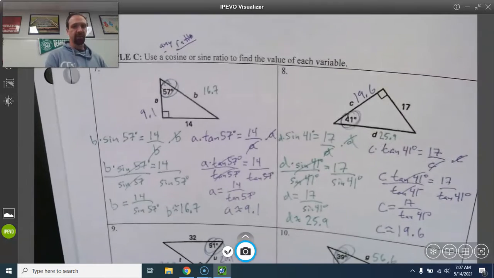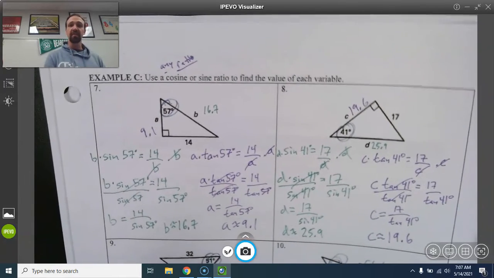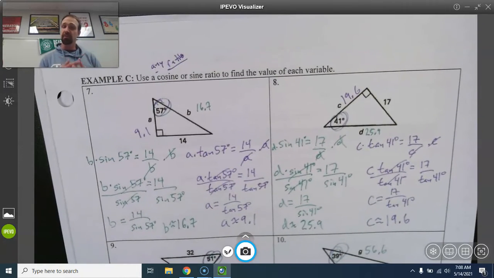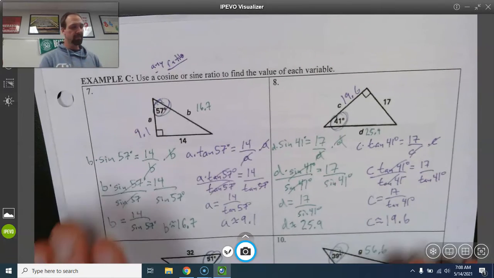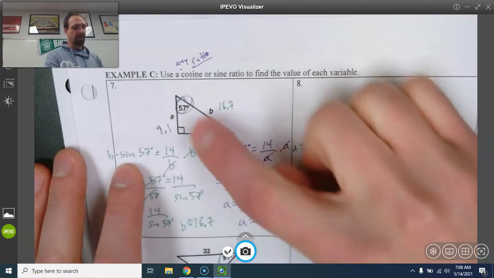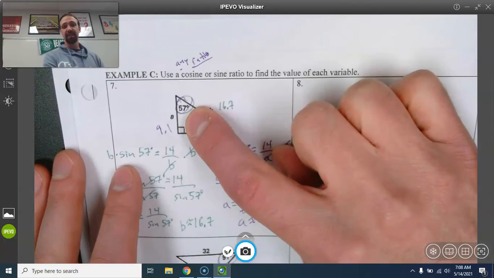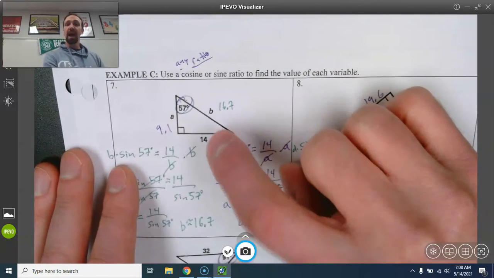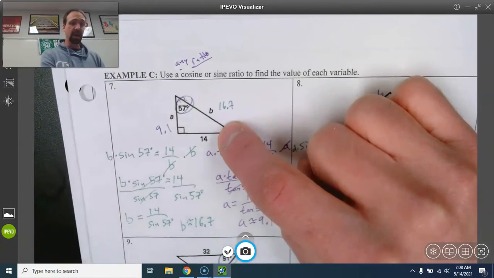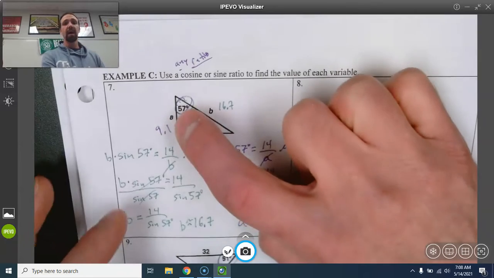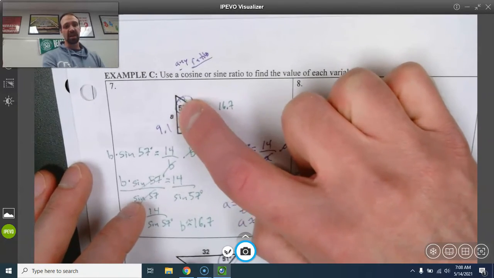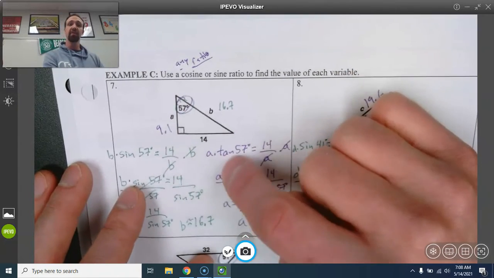And then for this last part, example C, it says use sine or cosine. You actually want to use any ratio. So at this point in the course, what you want to do is think about which one is going to be the best one to use. Here, the way this is set up, I only have this 57 degrees as an angle that I can use. I can find the missing angle measurement here and use sine and cosine again. But instead, I just used the 57 the whole time, and then I also took advantage of tangent.